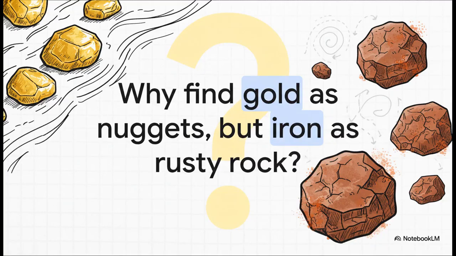So let's kick things off with a little bit of a puzzle. Have you ever wondered why you can find gold just lying around as these beautiful, pure, shiny nuggets? But iron, which is one of the most useful metals we have, is always trapped inside some rust-colored rock. Well, the answer to that question is really the key to understanding all of this. And by the end of this explainer, you're going to know exactly why that is.